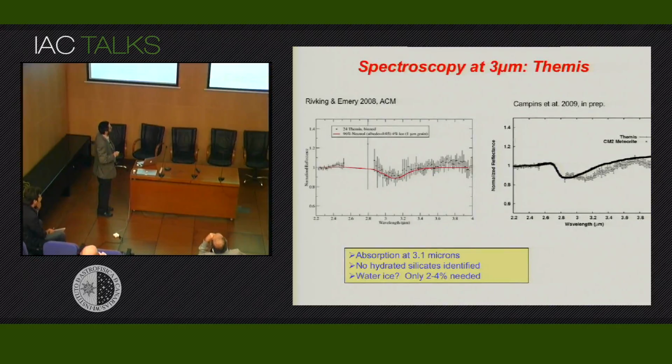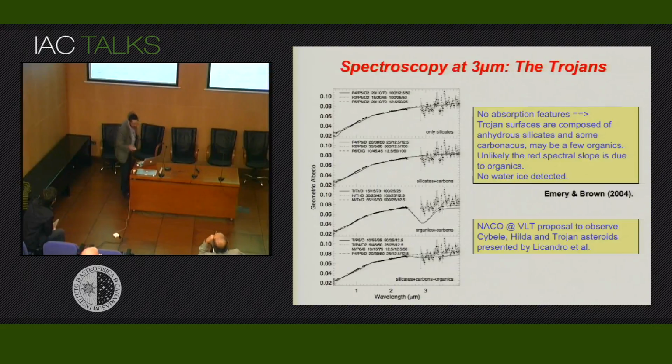Studies of Trojans have been done in this region, and Emery and Brown didn't find any absorption band there. So they concluded that Trojan surfaces are mostly composed of anhydrous silicates. That is coherent with the dust mantle. In fact, we presented a proposal to observe this object, the Sibyllian Trojan asteroid, with NACO at the VLT. If any of you is in the panel, consider that it's the best proposal you can read.